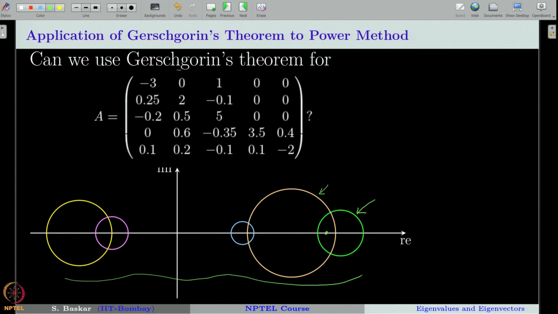Therefore, it may happen that there is an eigenvalue with algebraic multiplicity 2 or even 3. And also, when you shift this disk to the other side, that is, when you take the modulus of the eigenvalue which is sitting here, it may also coincide with the dominant eigenvalue, right? So, the Gerschgorin disk theorem cannot be used to verify the hypothesis of the power method. It does not mean that A is going to violate the hypothesis of the power method. It is only that the Gerschgorin theorem cannot be used.